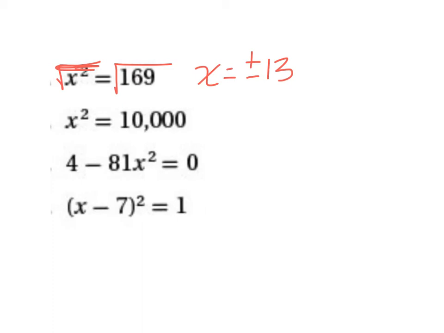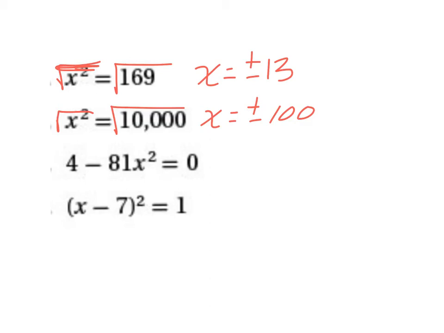Okay, the next example, x squared equals 10,000. So x squared is already isolated, so now I can take the square root of both sides. The square root of 10,000 is 100, so that would be plus or minus 100.